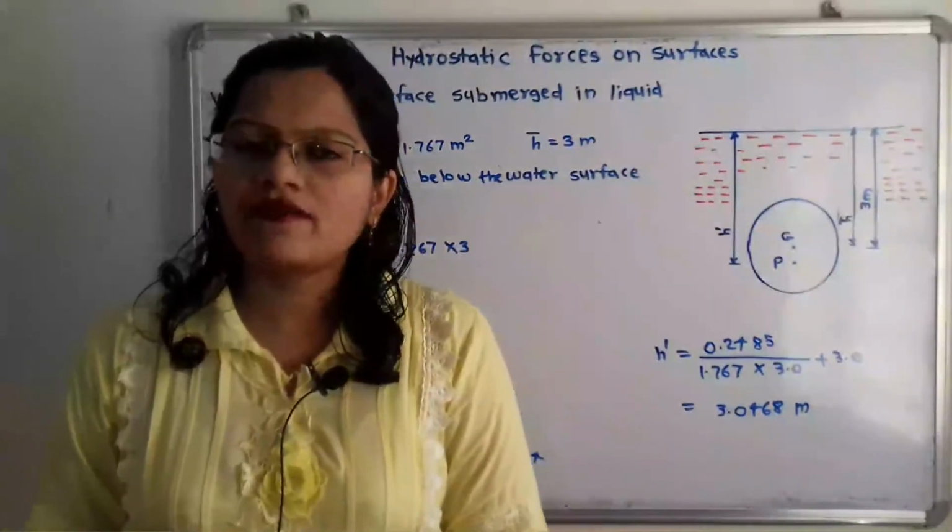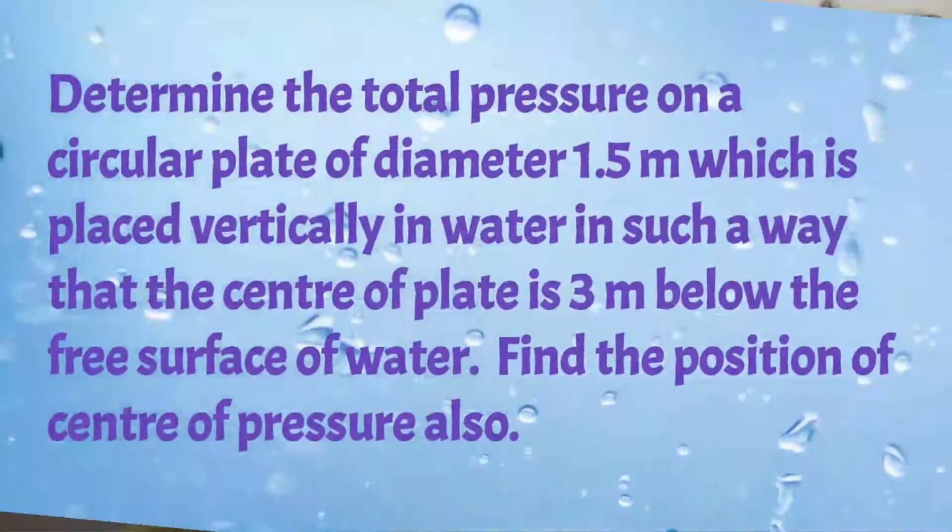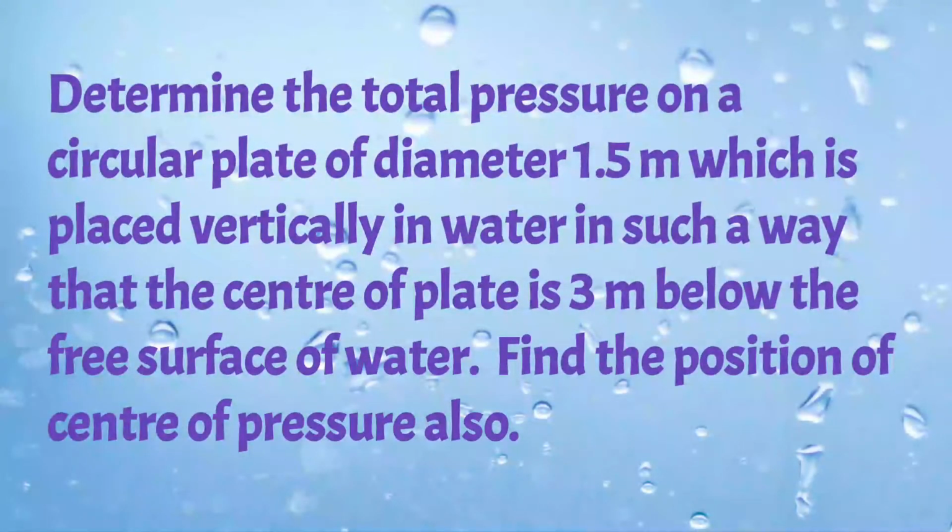So first I will read the given problem. Determine the total pressure on a circular plate of diameter 1.5 meter which is placed vertically in water in such a way that the center of plate is 3 meter below the free surface of water. Find the position of center of pressure also. So this was the given question.